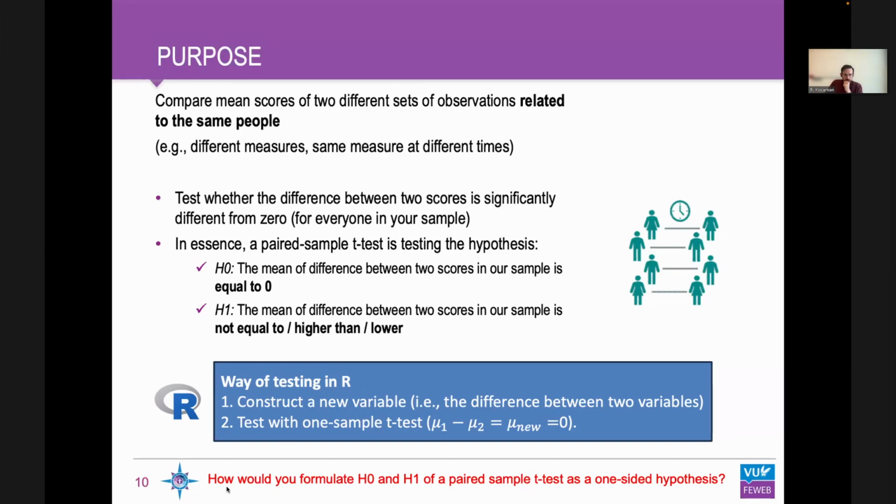We can also talk about how you would formulate H0 and H1 of a paired sample t-test as a one-sided hypothesis. I think I have provided the alternative hypothesis here, but what would the null hypothesis be if the alternative hypothesis is that the mean of the difference between two scores in our sample is higher than 0? Does anyone have any idea?